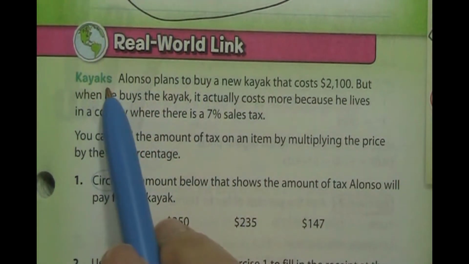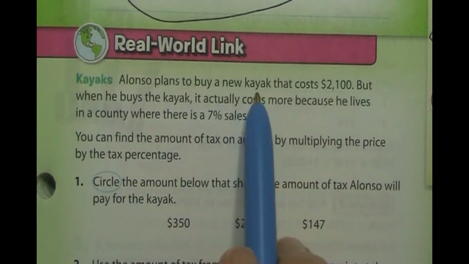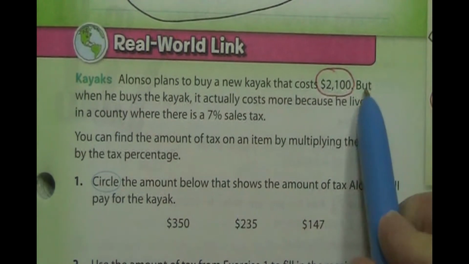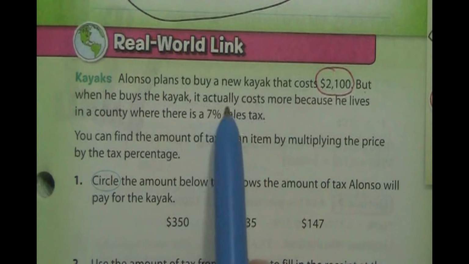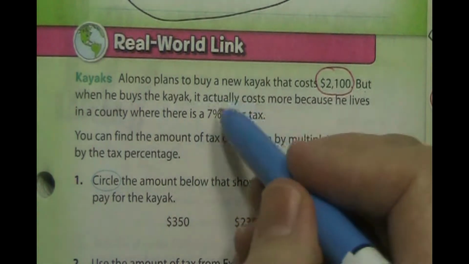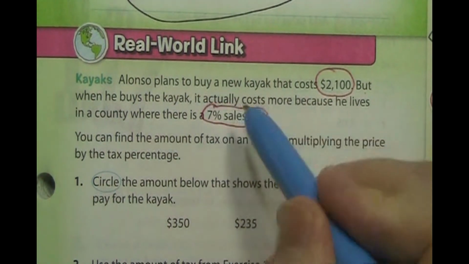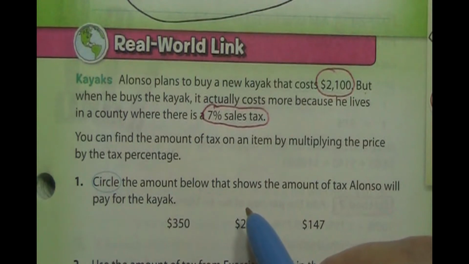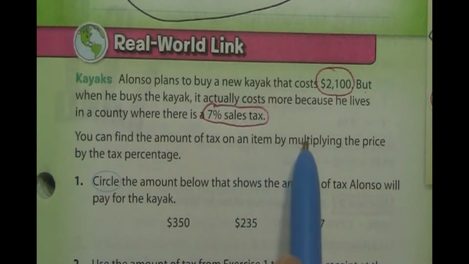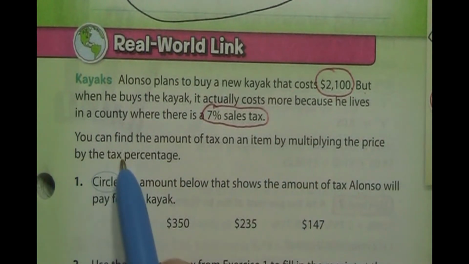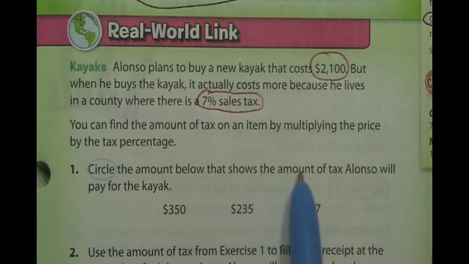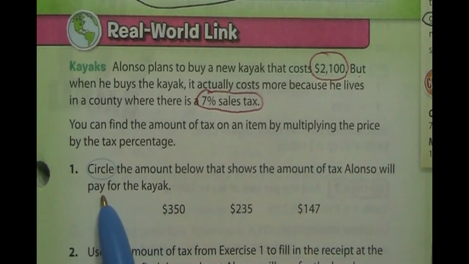Okay, real world link, kayaks. Alonzo plans to buy a new kayak that costs $2,100. But when he buys a kayak, it actually costs more because he lives in a county where there is a 7% sales tax. Well, welcome to the real world, Alonzo. Yes, there is a thing called tax. Now, you can find the amount of tax on an item by multiplying the price by the tax percentage.